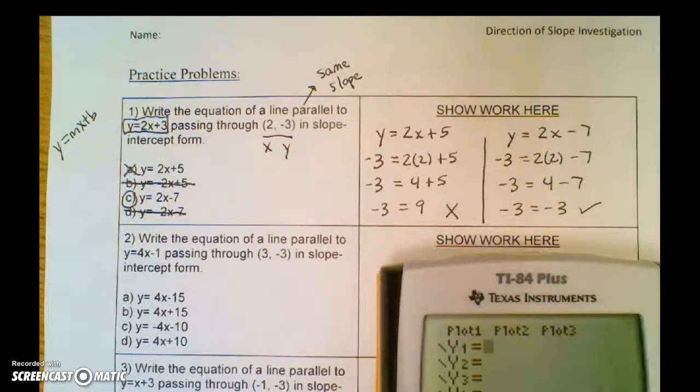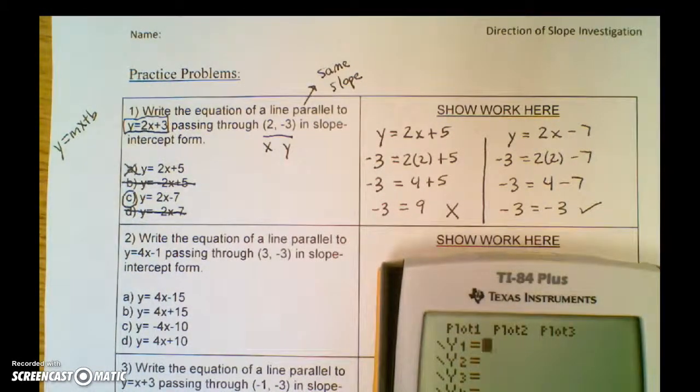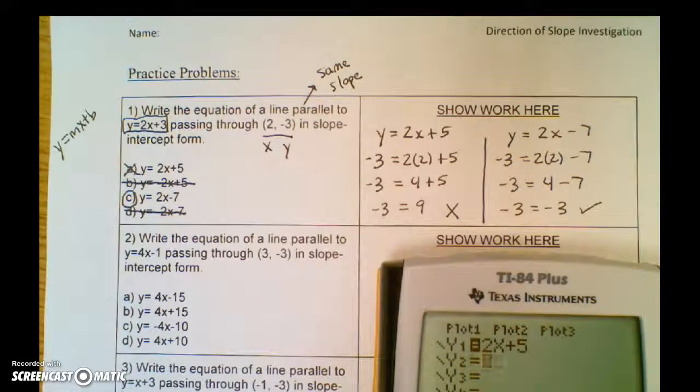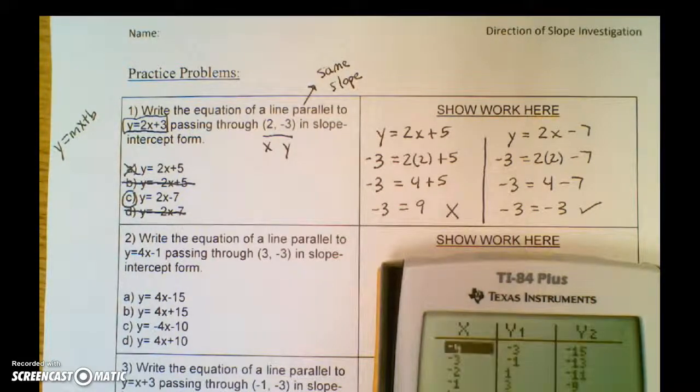One way you could use your calculator for this is if you hit y equals, and you type in the two choices. You have 2x plus 5, and then 2x minus 7. If you hit second table, like we've been working on, all your calculator does is it gives you the table of values for each equation. y1 is the first equation that we've typed in, and y2 is the second equation that we typed in.